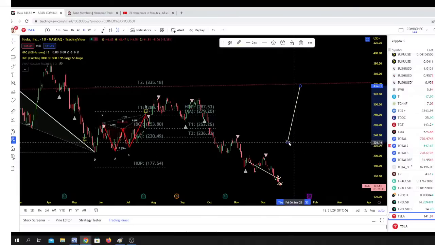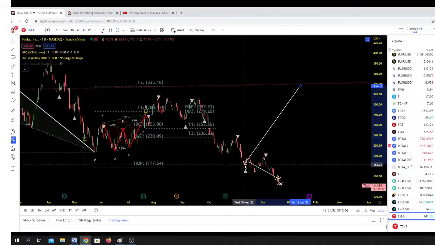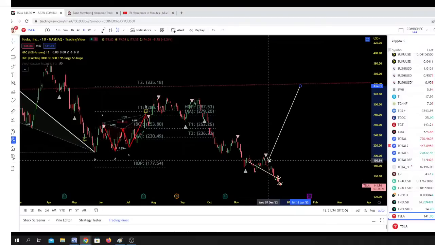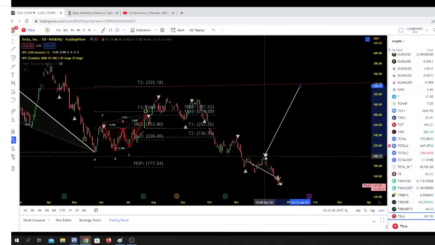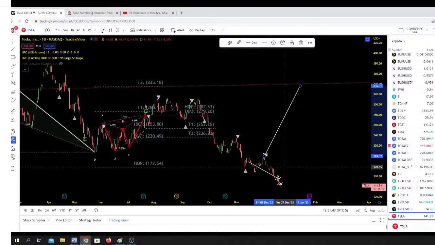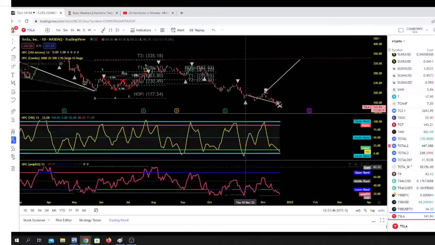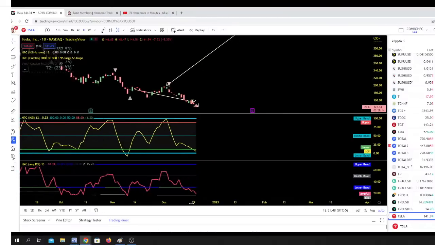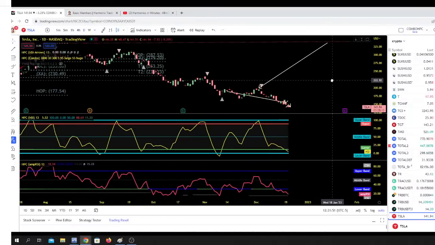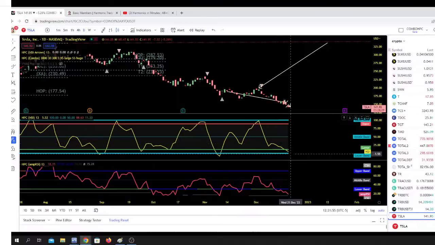We went down to the hop, formed the HSI, and then it got rejected with this bearish HSI we talked about. That was barely 2 weeks ago. And this thing has fallen apart. You're in the oversold on the daily with Tesla, but it's going day over day. It's going day over day. So it's vulnerable.